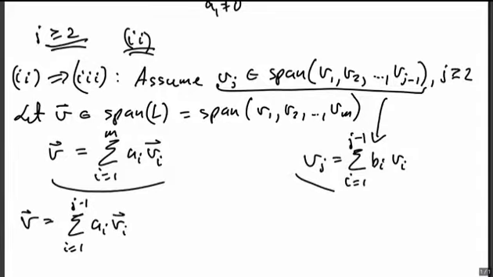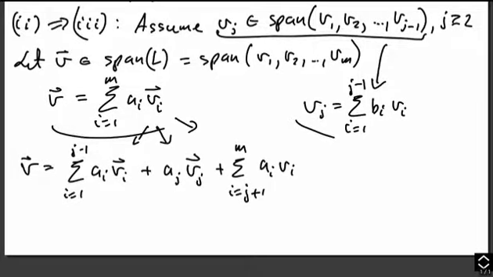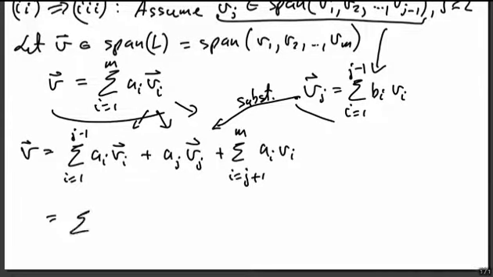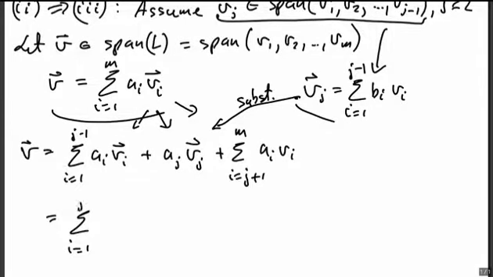So we separately write down aj, vj from this sum. And then we have the rest, where the index i goes from j plus 1 to m. And now we can substitute this vj, and then we obtain the following sum: i going from 1 to j minus 1, ai, vi. Then let me multiply aj into this sum.